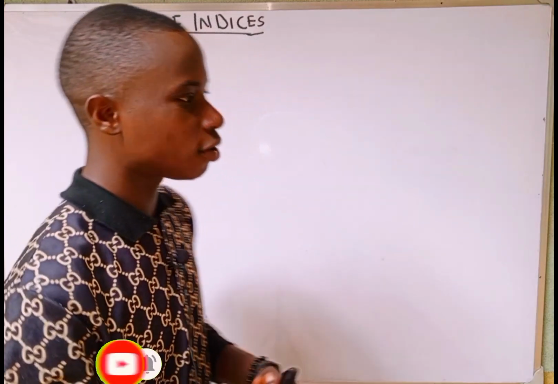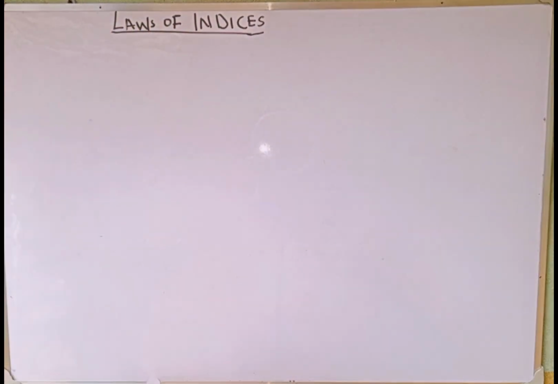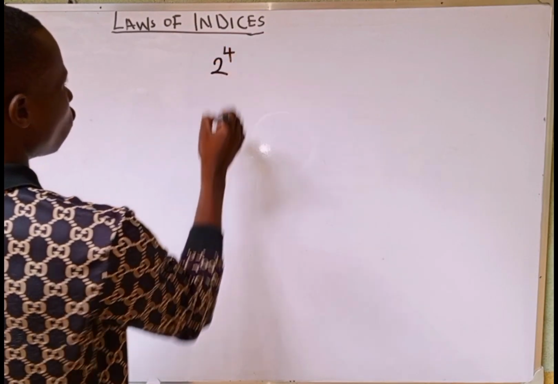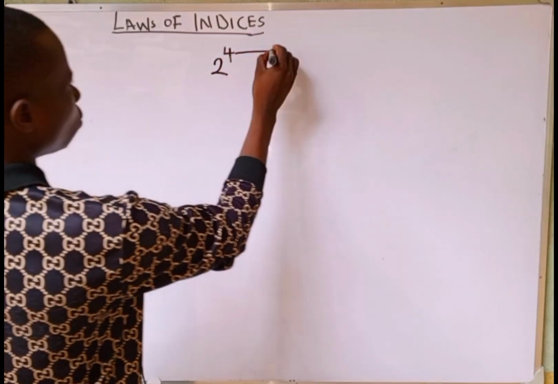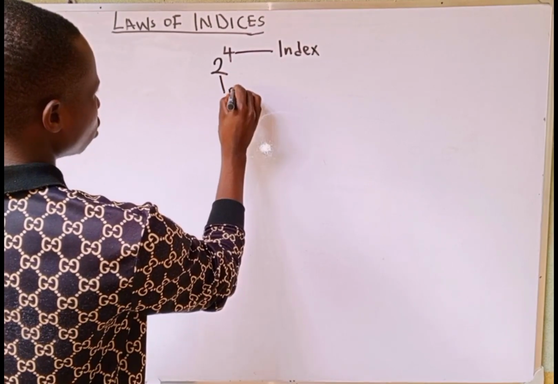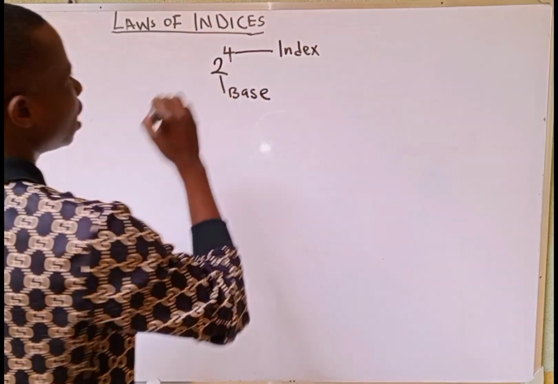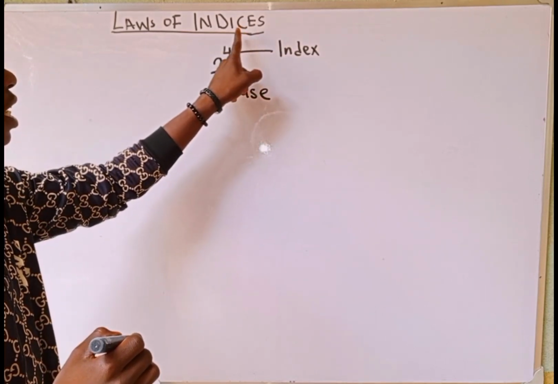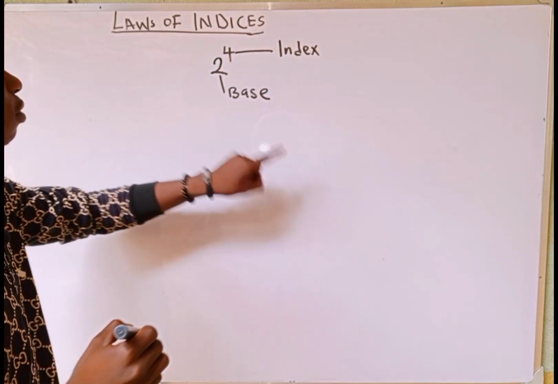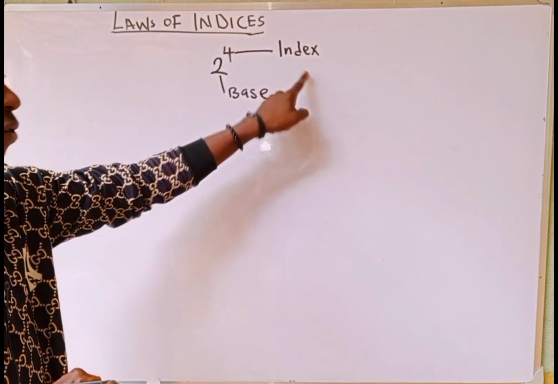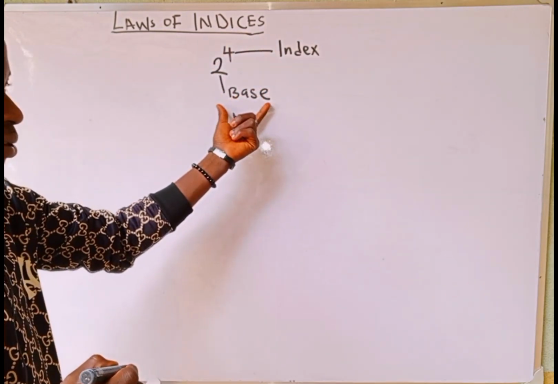So the topic given on the board is laws of indices. And what do we mean by indices? Suppose you are given a number 2 raised to the power of 4. This power 4 is called what? The index. And this 2 here is called the base. This index is just the singular form of indices. Index and indices are the same, but indices is the plural form and the index is the singular form. And this 2 here is the base.